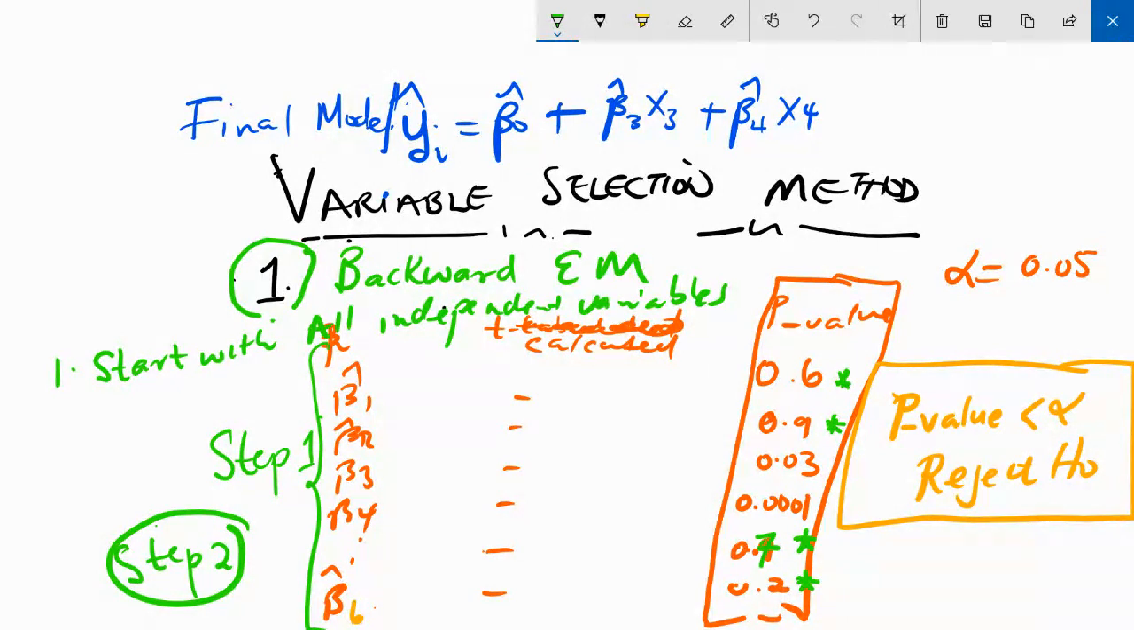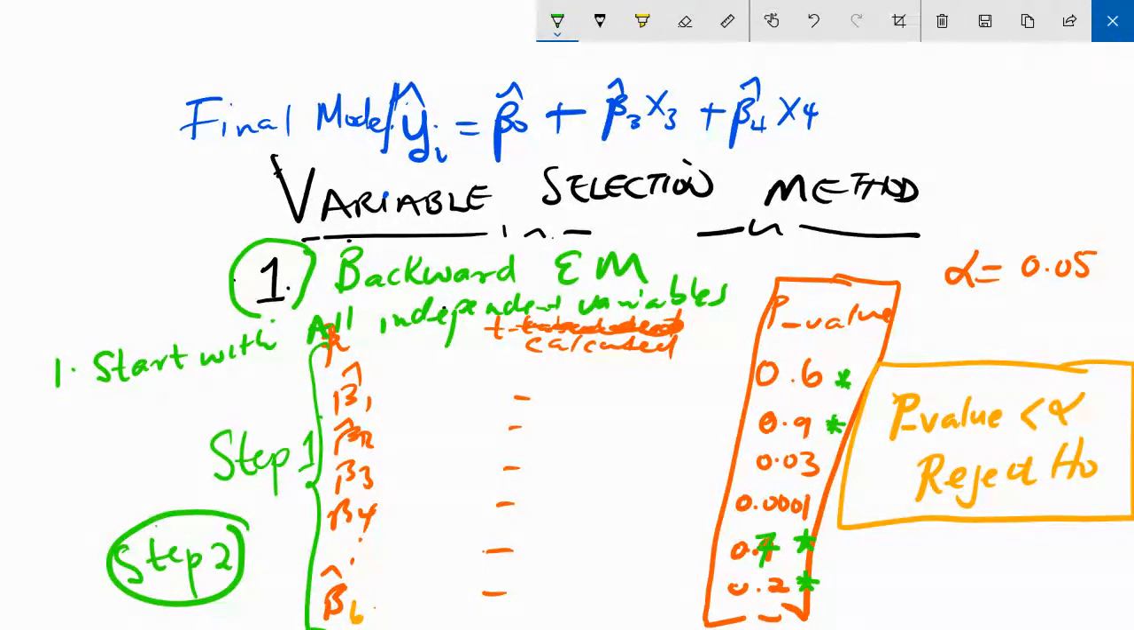Let me repeat. Step 1, the model will start with all the independent variables. This method eliminates one variable at a time. That is another part that you must write down. And then the first variable to be removed is the one that is highly insignificant when compared to alpha, like in our case we said x2.